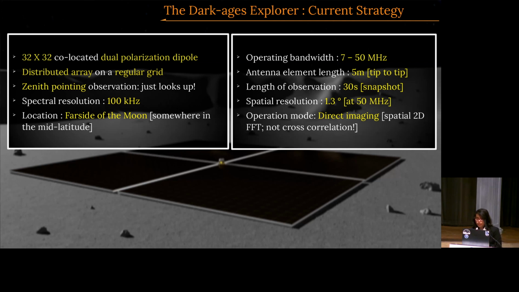One of the reasons why we want to have it on a regular grid is that we want to perform a spatial 2D Fourier transform instead of the traditional cross correlation of the antenna voltages that is usually done in radio interferometry, because we have to remember that for such lunar or space missions, the power and data rates are parameters to think about. So in order to compress the data rates and save power, we are planning to have a regular grid.